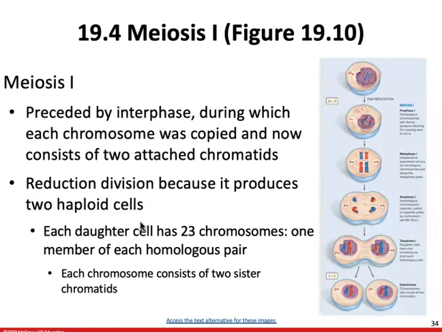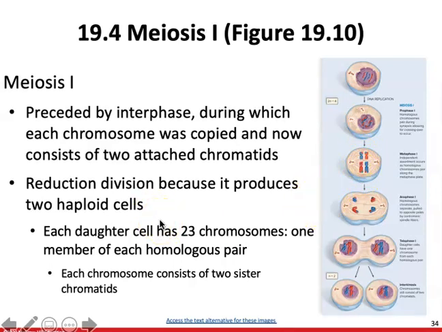So starting off with meiosis 1. Meiosis 1 is going to be preceded by interphase. Interphase, take a moment here. Does anybody remember what happens in interphase? Interphase is where the cell carries out its normal cellular processes, but it's also the stage during which we undergo genetic replication. We're going to undergo that S stage where we replicate or synthesize new DNA. During this time, each chromosome is going to be copied and is going to consist of 2 attached chromatids, or 2 sister chromatids bound up next to each other.